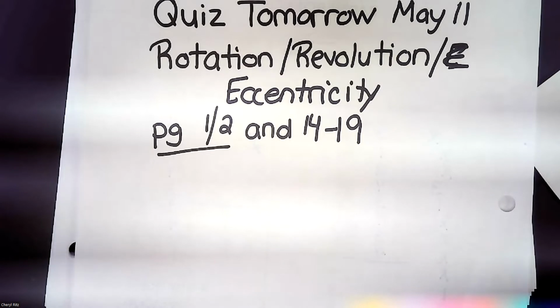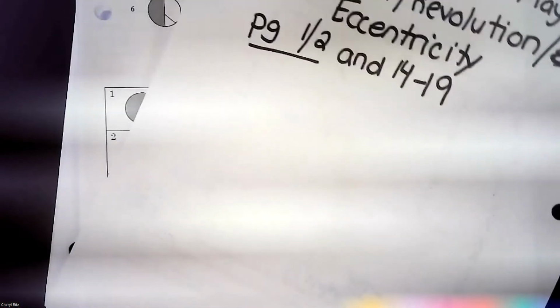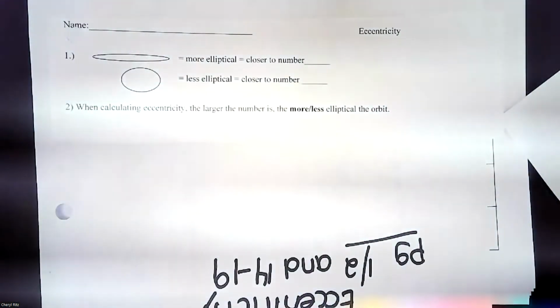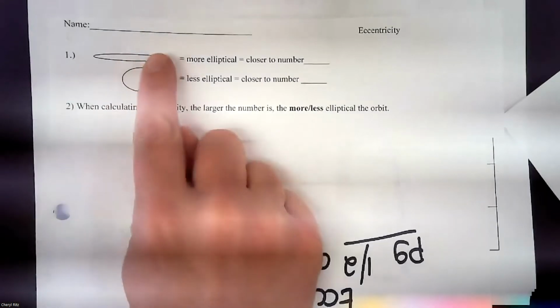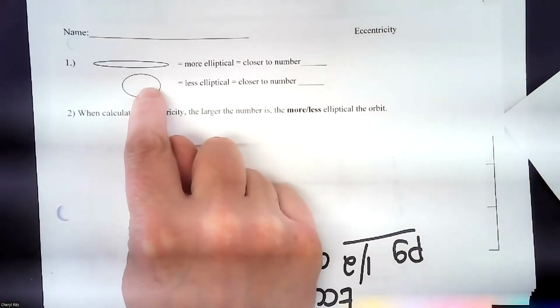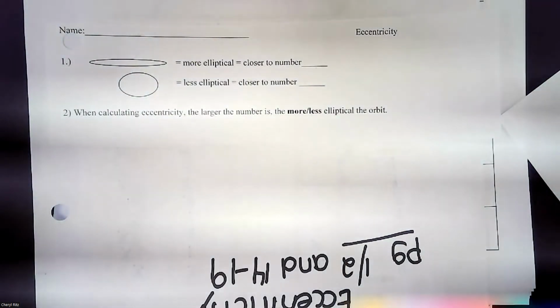So to make sure that you're ready, that you remember, you're good with the eccentricity stuff, I gave you this little review, kind of like a check-in question here. We have 2 different shapes, and I tell you that this first one is more elliptical. What does it mean that it's more elliptical?